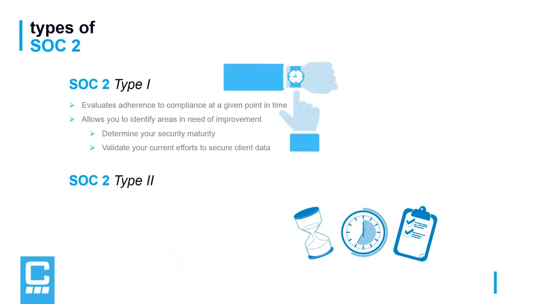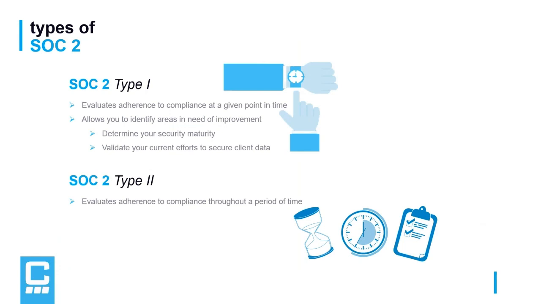Now there's SOC 2 Type 2. Charles IT goes after SOC 2 Type 2, and this is adherence throughout a period of time. An audited period of time on average is 6 months. We do a year, so it's rolling. And so it's audited controls over 6 months. So let me give you an example.